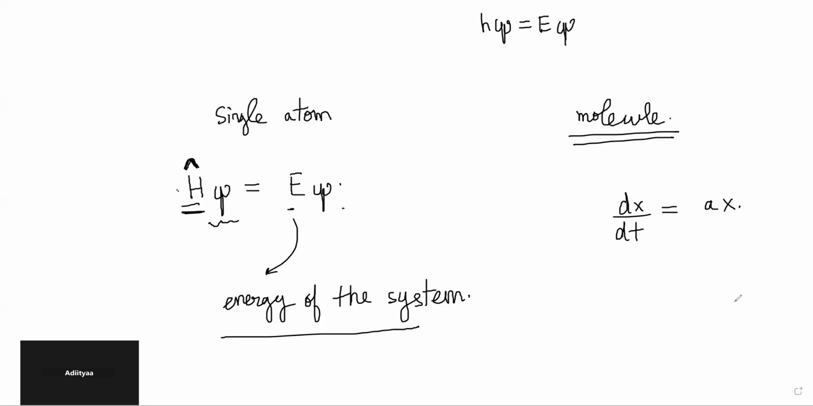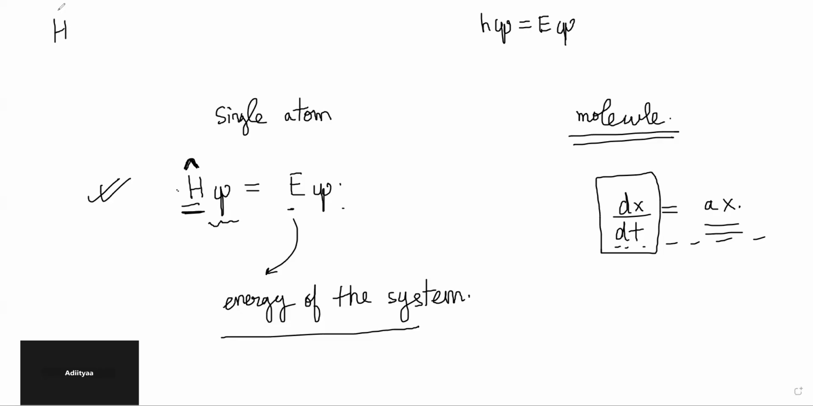Can we cancel the x? No. This is the derivative of x is equal to ax. To solve this, you would have to do integration. Do you understand what I'm saying? The equation has been written like this to make it look simple.